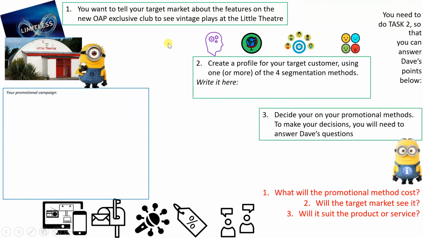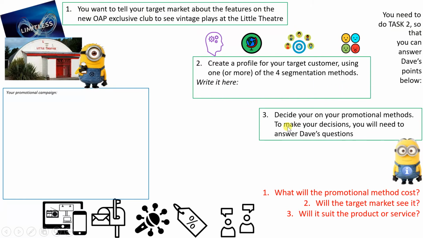Your task from Carl is to build your first promotional campaign. You want to tell your target market about the features on the new OAP exclusive club to see vintage plays at the Little Theatre. You might recognise it. You've got step 1, the product, and you're talking about the features. So step 2 is for you to create a profile for your target customer using one or more of the 4 segmentation methods. The icons are above. Write your answer in the space below.